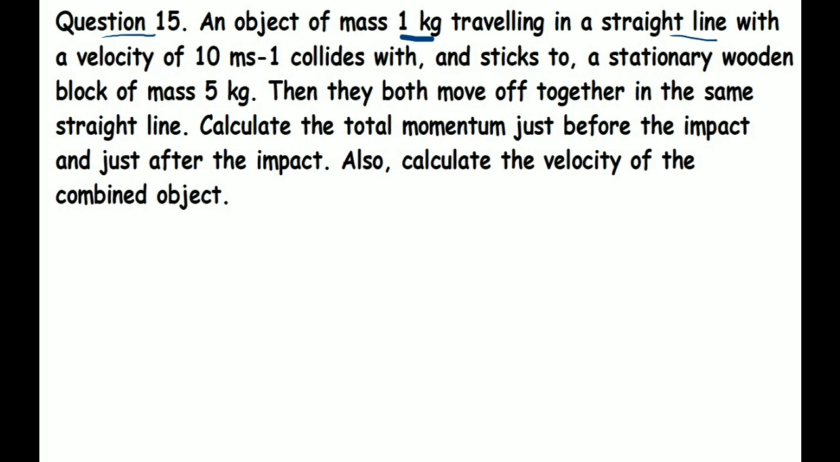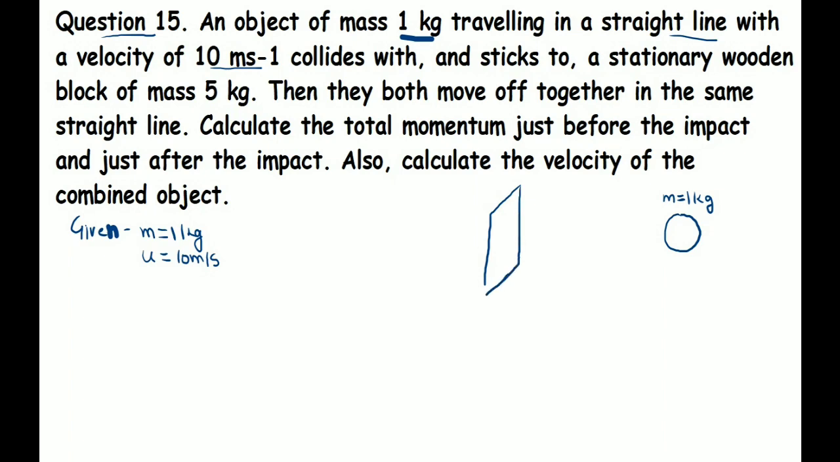Now coming to question number 15, student. An object of mass 1 kg traveling in a straight line. Okay, so let us suppose this is an object. The mass of this object is 1 kg. It is moving in a straight line, and the velocity of this object is also given. So initial velocity can be considered, because initially it is given that the object is moving. Now this object collides with and sticks to a stationary wooden block. So let me again draw the wooden block. This is a wooden block, a kind of hard thing. It was stationary, it is given.